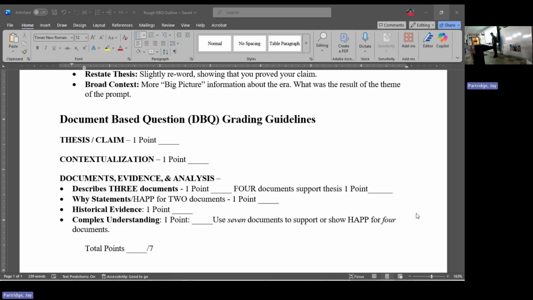Either use all 7 documents, so basically another paragraph. A 5-paragraph essay is perfectly fine, and a 4-paragraph essay is perfectly fine, as long as you have a good structure. Or show a why statement, or have it for 4 documents. I think that's easier, because almost always you'll get a document that you can work with.